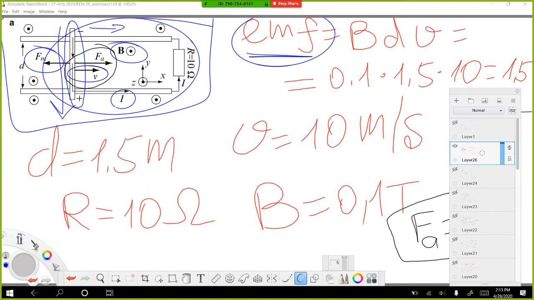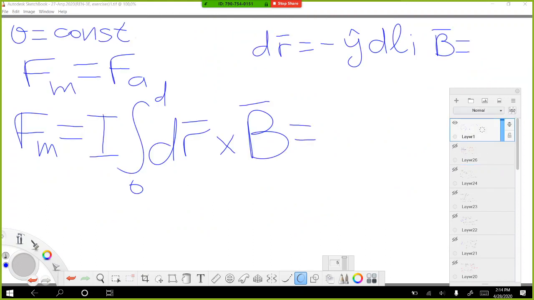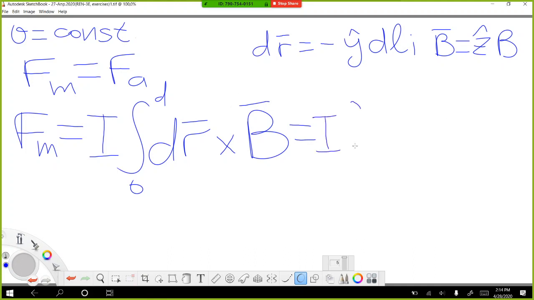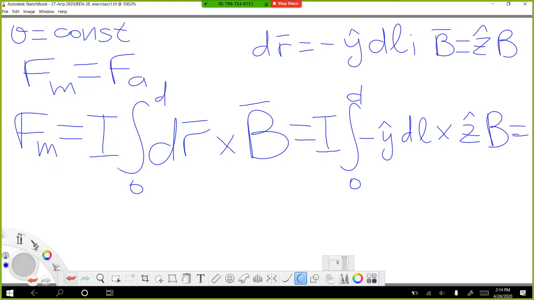let's move to the previous slide. Magnetic flux density B is directed in z direction, and we write here z roof B. Okay, we go back to our integral, and we write I integral from 0 up to d of minus y dl cross z B, and it is equal to current I times y cross z.